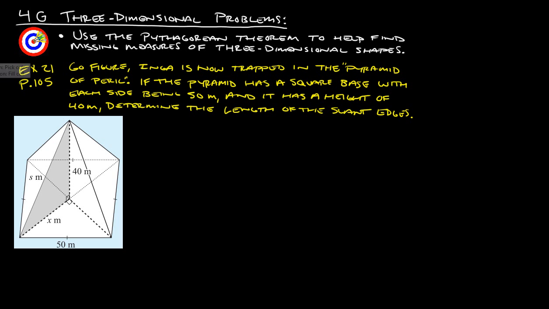Here is Inga inside the pyramid of peril. Okay, so it's got a square base, 50 meters on each side, and then the height here is 40 meters.